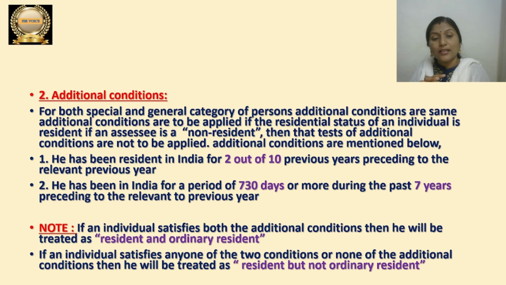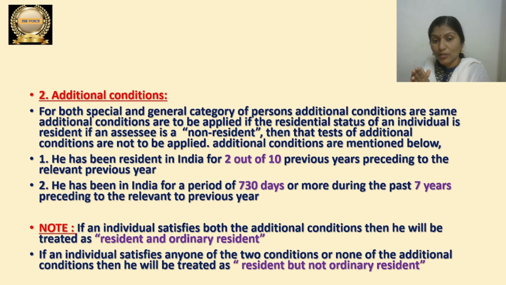And the second one is he has been in India for a period of 730 days or more during the past 7 years preceding the relevant previous year. So he must be in India for how many days? 730 days. When? Our previous year you already know. So before that, preceding the previous year, there will be a 7 years period. Out of these 7 years, he must stay in India for 730 days. Then we can say that he is satisfying the second condition also.